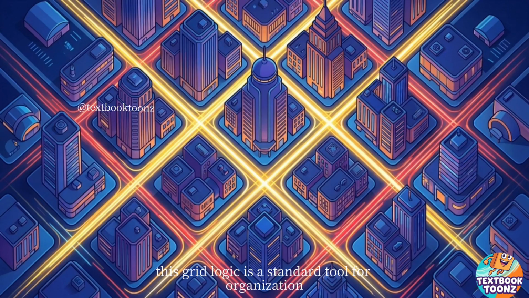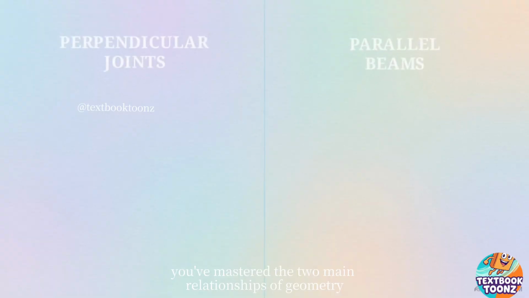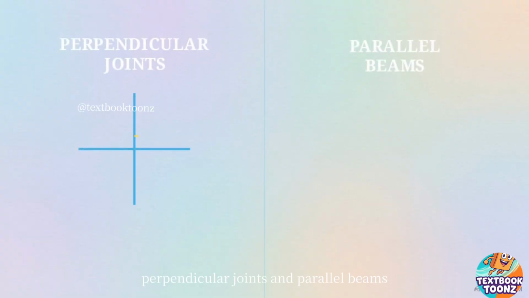This grid logic is a standard tool for organization. We use it to plan city blocks so traffic can move efficiently, and engineers use it to map out the microscopic circuits inside computer chips. You've mastered the two main relationships of geometry: perpendicular joints and parallel beams.